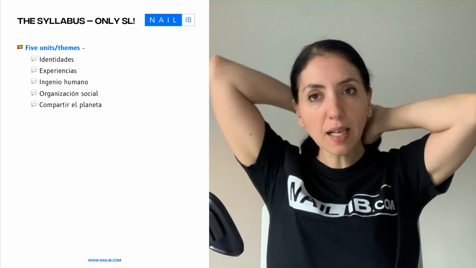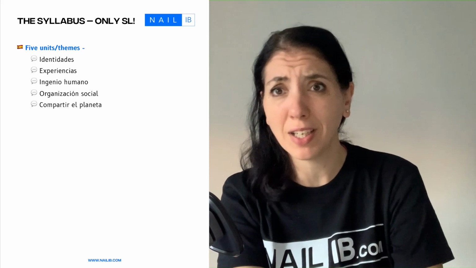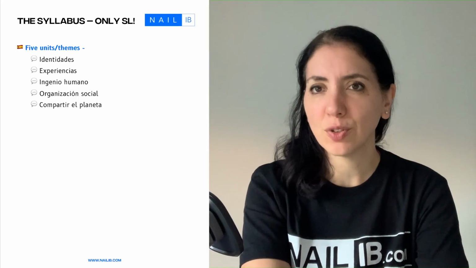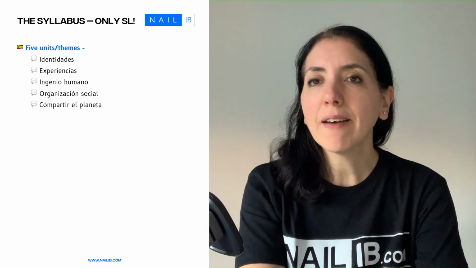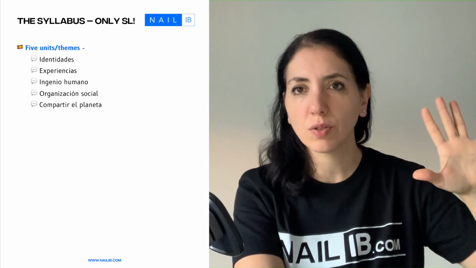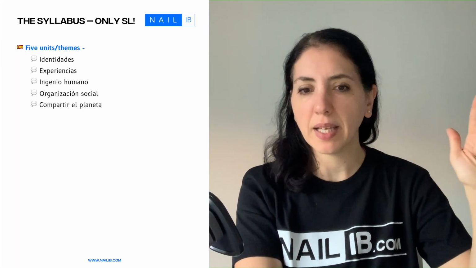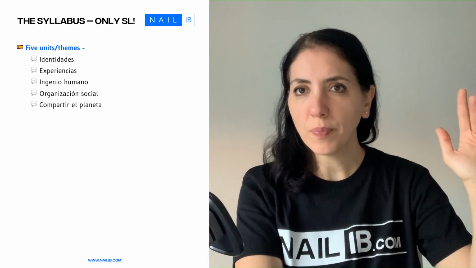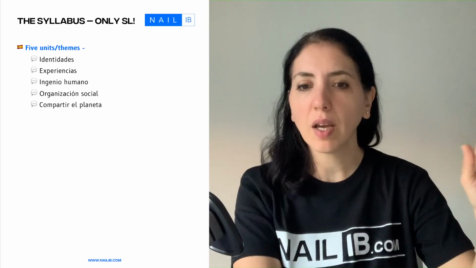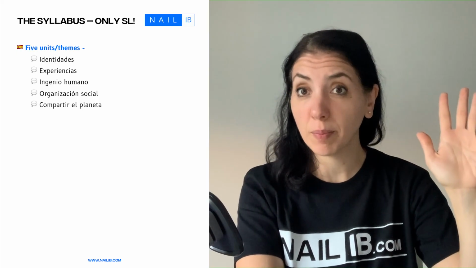The syllabus in Spanish Ab Initio is divided into, actually not only Ab Initio, Spanish B also has this same division structure, right? They have 5 topics that are going to be discussed throughout the course. These 5 topics are identidades, experiencias, ingenio humano, organización social, and compartir el planeta. Okay, identities, experiences, human ingenuity, social organization, and sharing the planet.